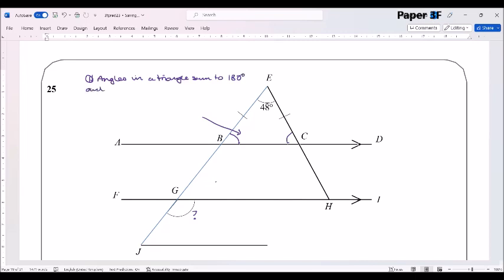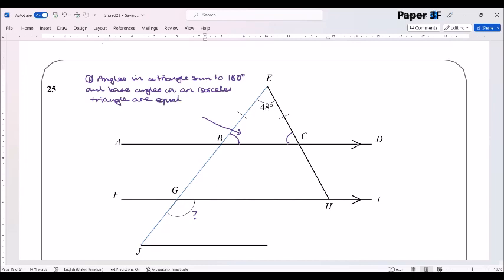And base angles in an isosceles triangle sum to, or some, not sum to, I don't know what I'm writing there. The base angles in an isosceles triangle are equal.